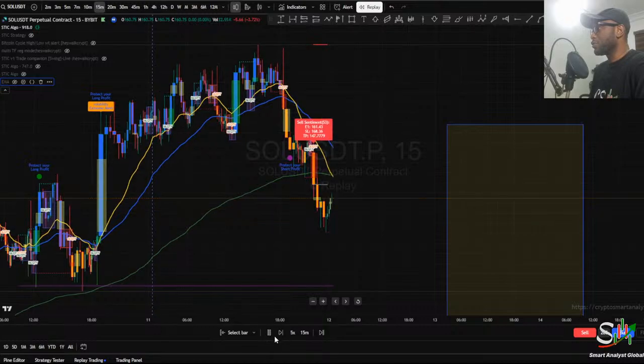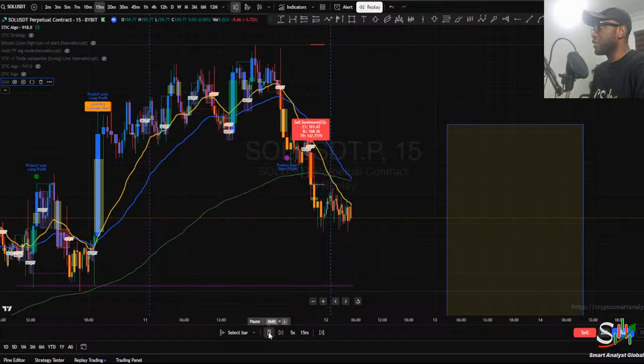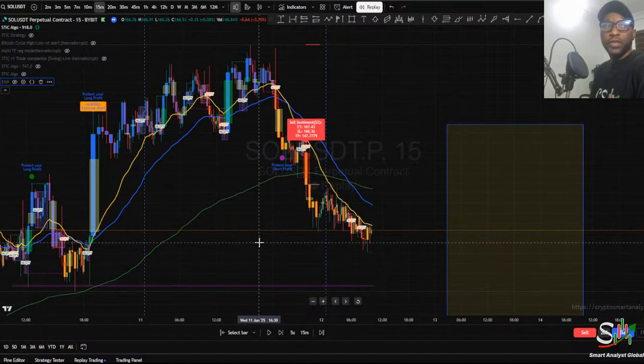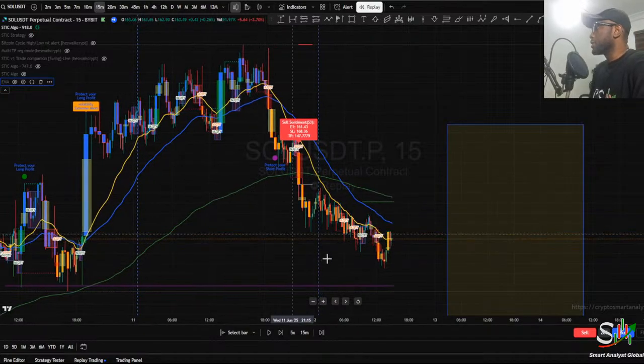It's best for you to catch the entry at validation, that is when there's a valid reversal, than to say you want to catch the top or you want to catch the bottom. So this is STIC in play.